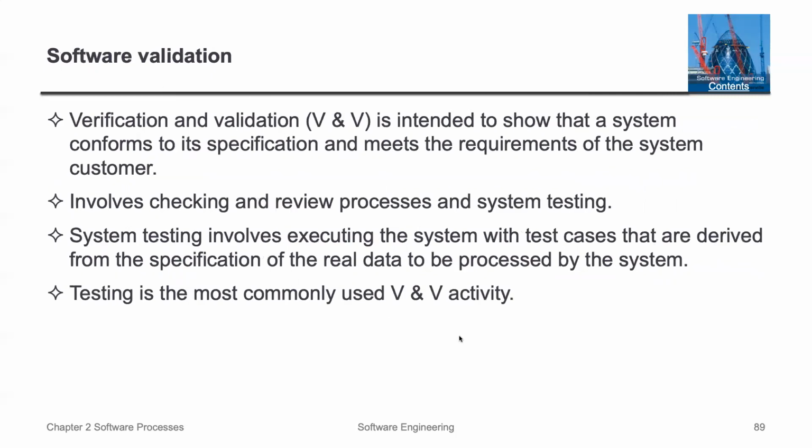So some things for us to be considering as we're going through that process. How do we do the validation? Sometimes this is called V&V, verification and validation. It is intended to show that a system conforms to its specification and meets the requirements of the system customer. It involves checking and reviewing the processes and system testing. The system testing involves executing the system with test cases that are derived from the specification of the real data to be processed by the system, and testing is the most commonly used verification and validation activity.